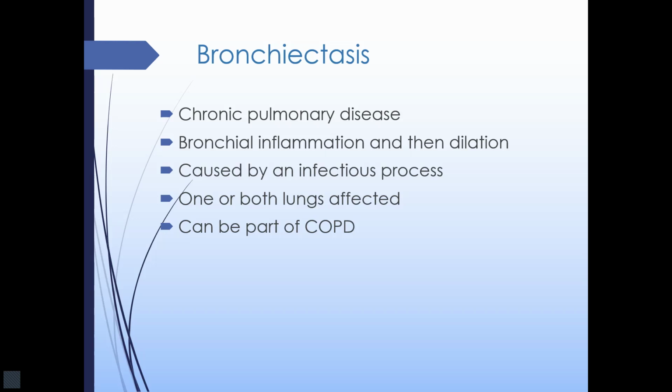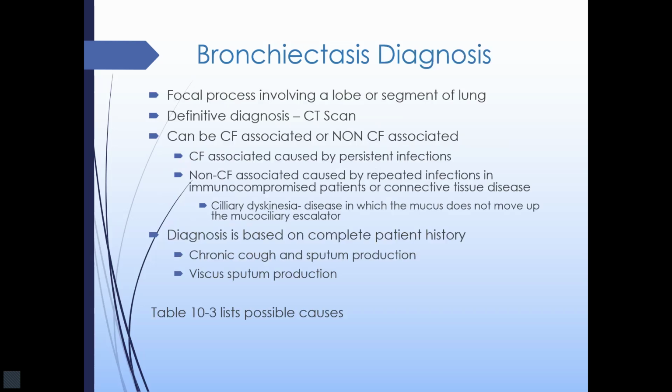Bronchiectasis can be part of the diagnosis of chronic obstructive pulmonary disease. Okay, so it's just kind of this ethereal little thing: part of the lung gets inflamed, then it gets dilated, then mucus clearance is affected. It causes chronic infection after that. So it just kind of goes on down the road. Bronchiectasis can be a focal process involving a lobe or a segment of the lung, which I said a second ago. And then the definitive diagnosis is on CT scan.